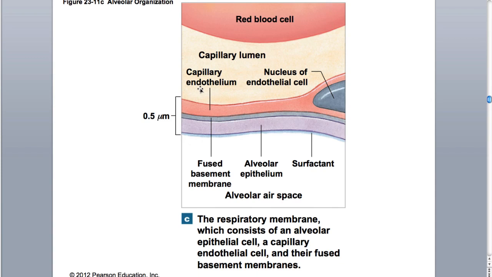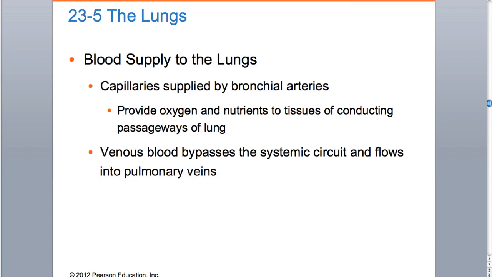Capillary endothelium. See how small that is. Even the alveoli membrane is what? Short. So we have a short membrane for the alveoli and a short membrane for the capillary endothelium. So the blood vessel is thin, and so is the lining of the alveoli membrane.